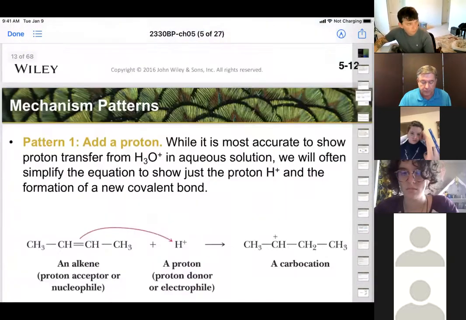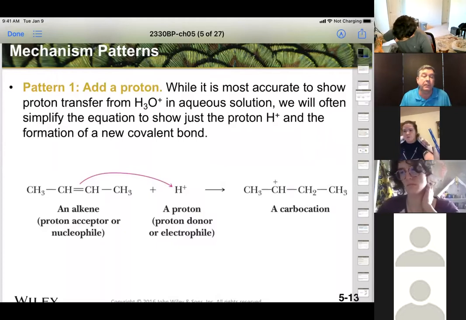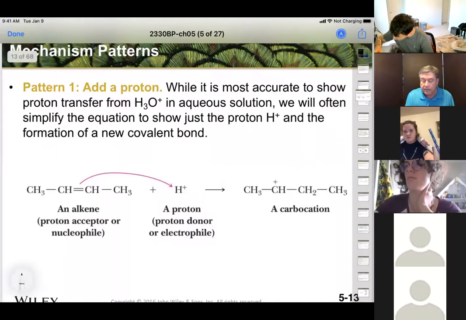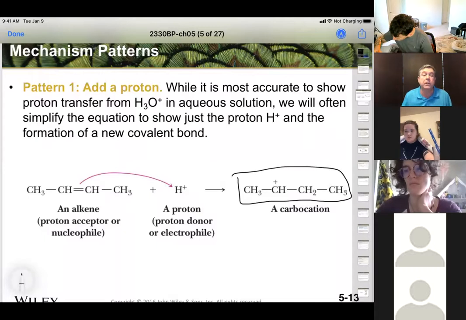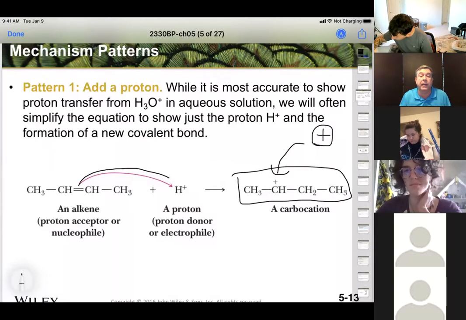Okay. So the important part about this add a proton for this one is this intermediate is an intermediate we're going to use a lot, and it's called a carbocation. What it means is we have a carbon atom with a positive charge on it. The reason it has that positive charge is the electrons that were shared between these are used to make the sigma bond with hydrogen, leaving an electron missing out of the outer orbital of that carbon. Therefore, it has a positive charge.